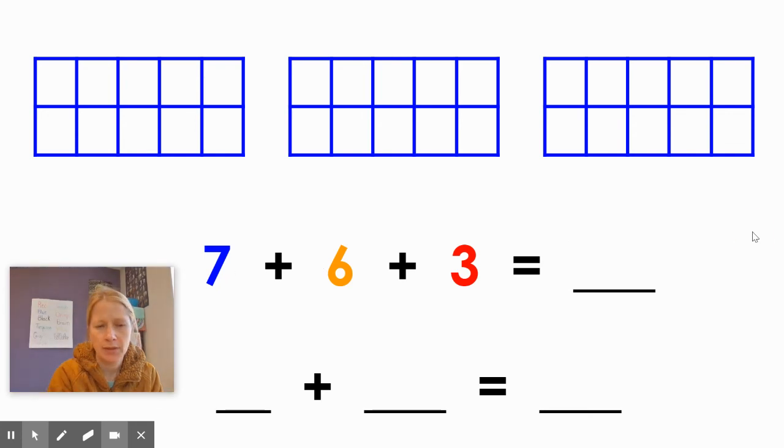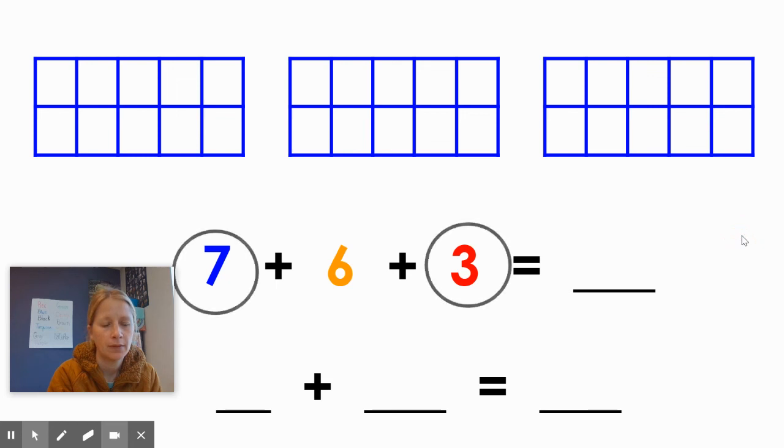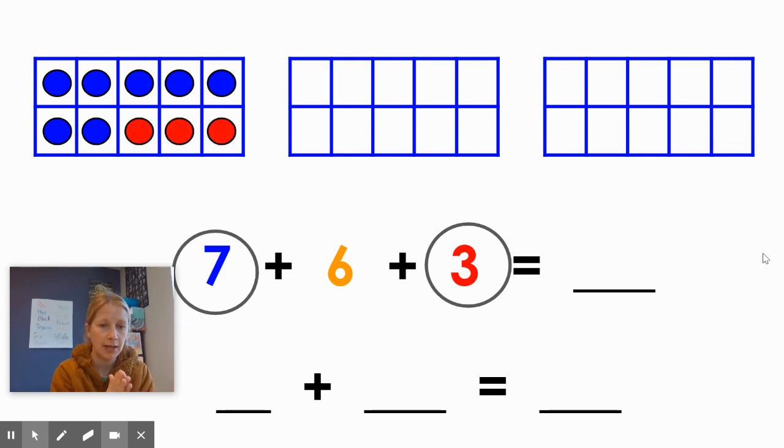Let's look. So I'm going to represent number 7 in my 10 frame. So I know that 7 and 3, I just know that 7 and 3 make 10, right? 7 and 3, when I put them together, they make one group of 10. So I've already added two numbers in my 3-number equation, 7 and 3. So now I have one group of 10, and I just need to add my 6, right? So I've got 7 blue circles, 3 red circles, 6 orange circles.